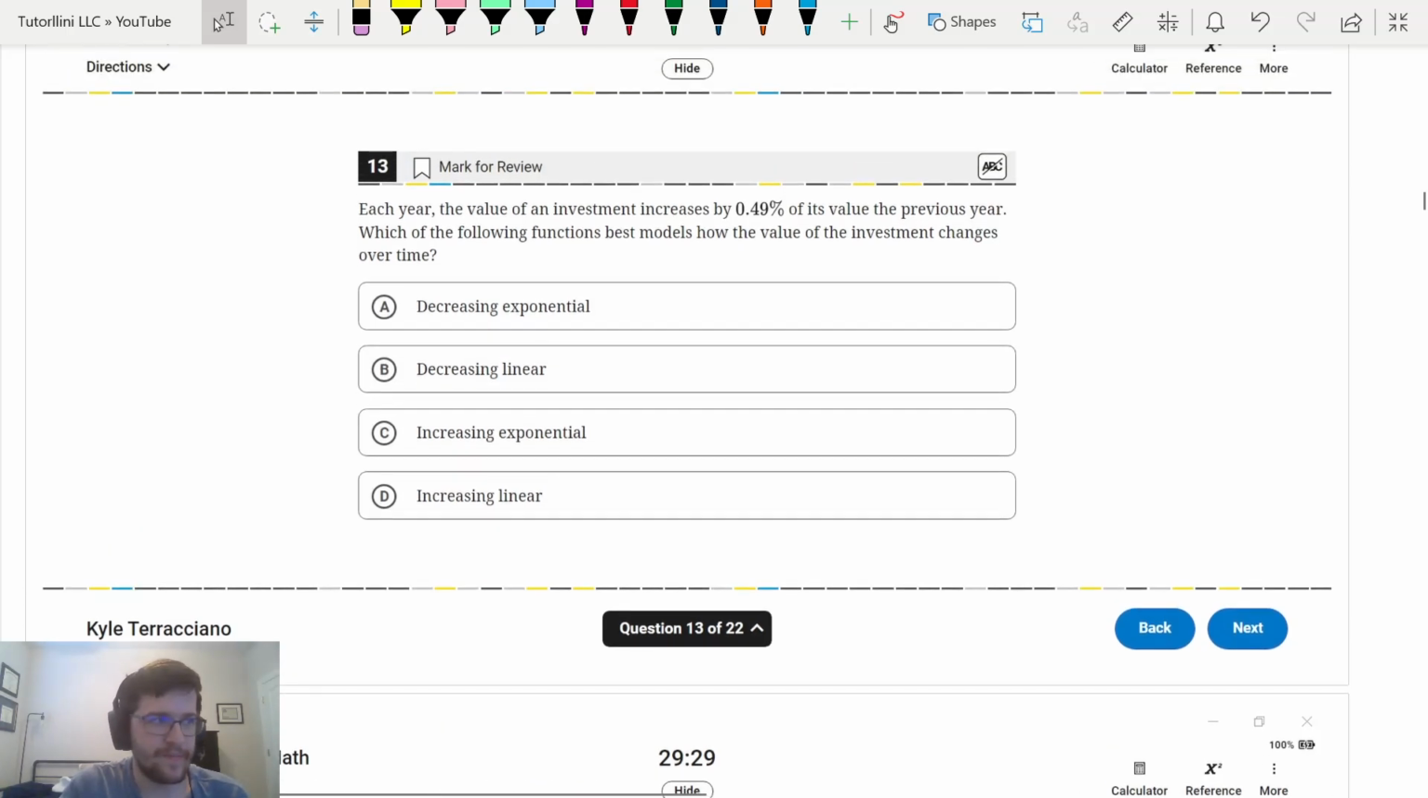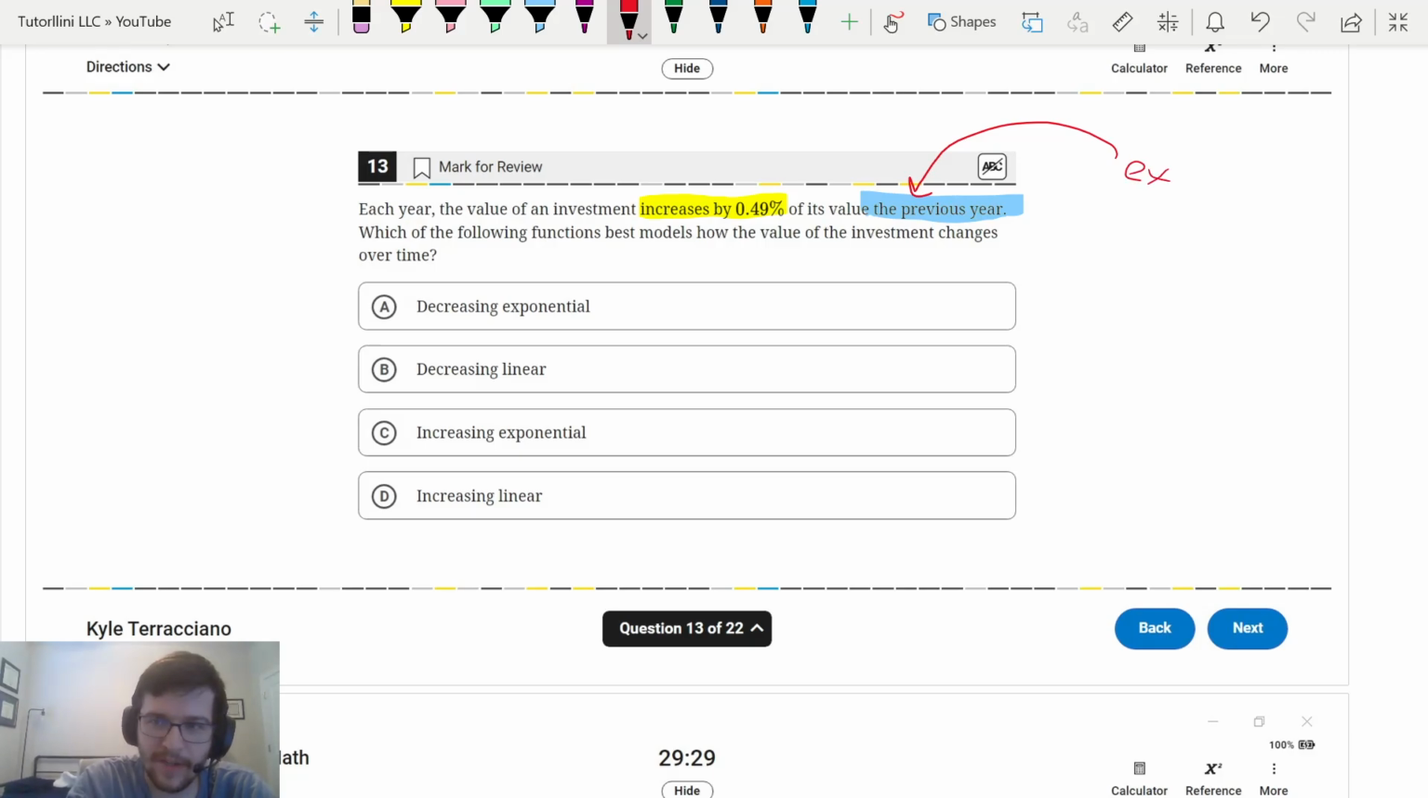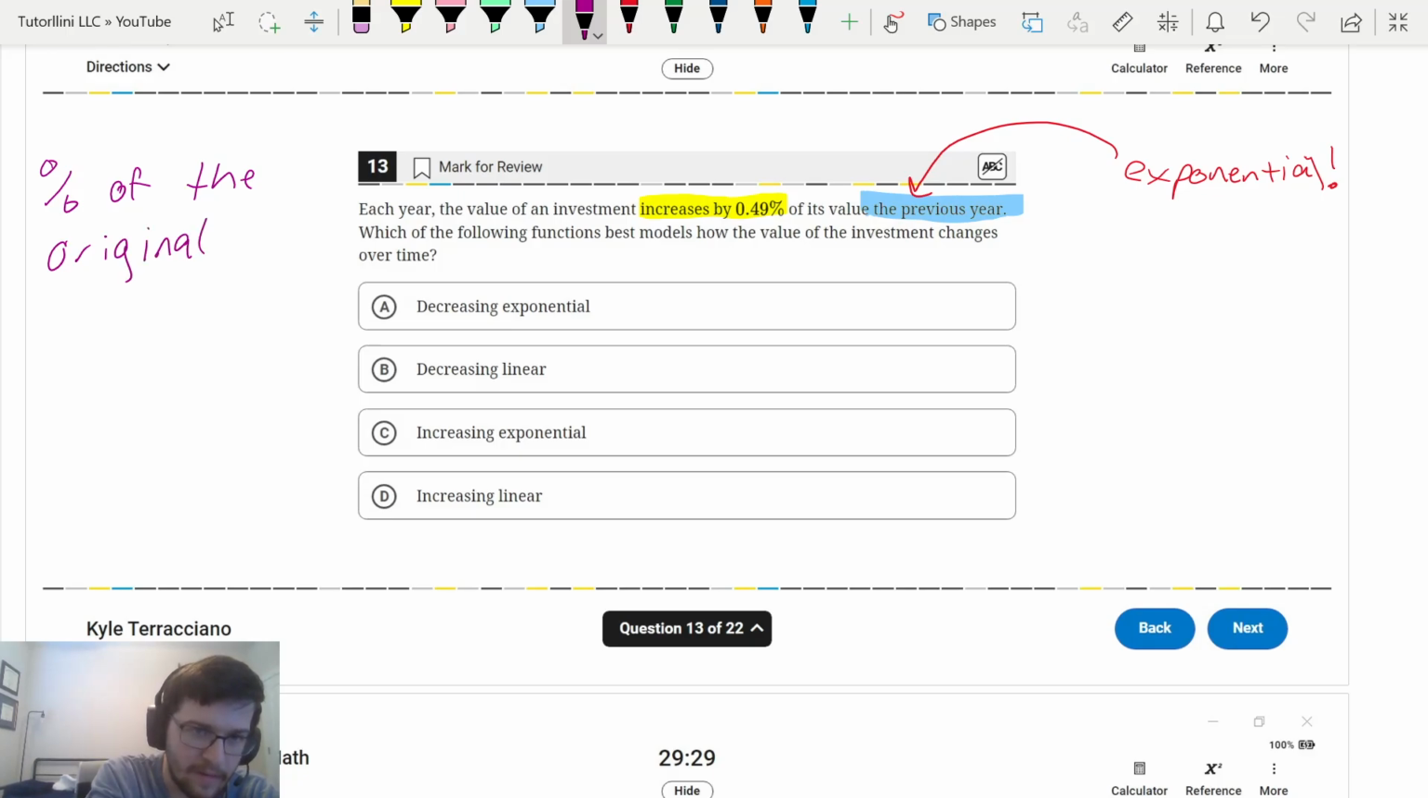Okay, these can be really tricky. First of all, notice that it says percent. Whenever you see percent in a question like this, you have to pay attention to these words: it increases by 4.9% compared to the previous year. So this tells you it's exponential. If it said something like percent of the original amount or the starting amount, that would be a linear function, and they always do that to try to confuse people.